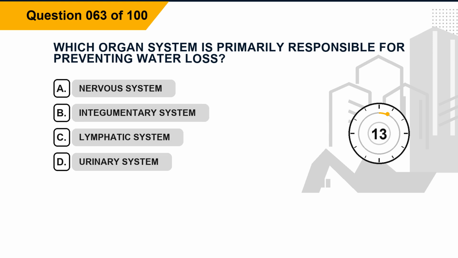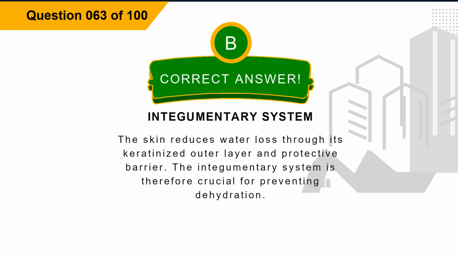Question 63. Which organ system is primarily responsible for preventing water loss? Option A, nervous system. Option B, integumentary system. Option C, lymphatic system. Option D, urinary system. The correct answer is option B, integumentary system. Explanation. The skin reduces water loss through its keratinized outer layer and protective barrier. The integumentary system is therefore crucial for preventing dehydration.